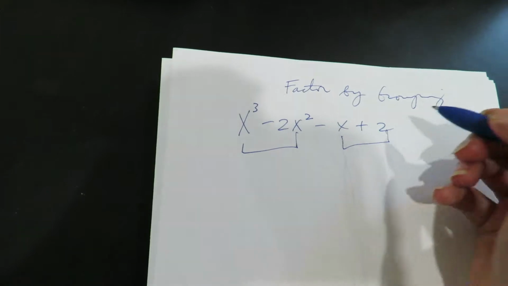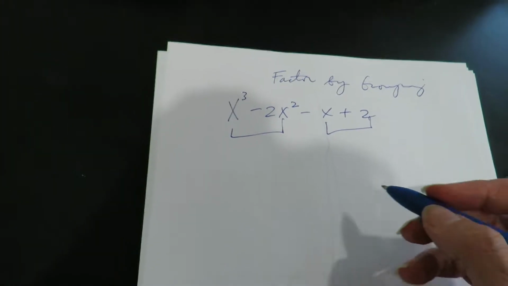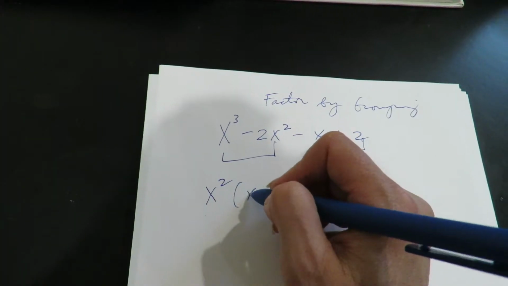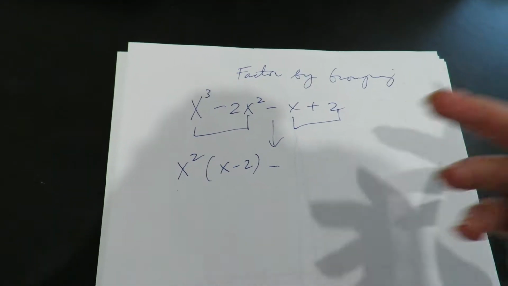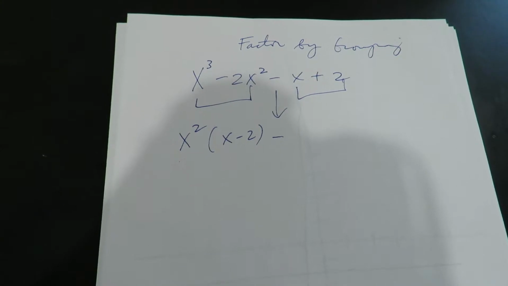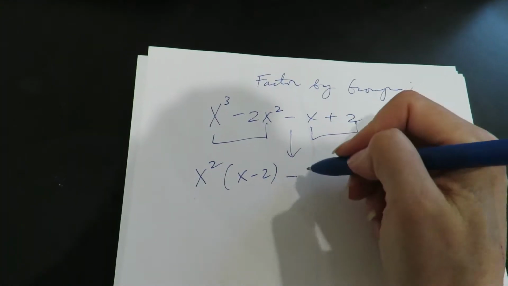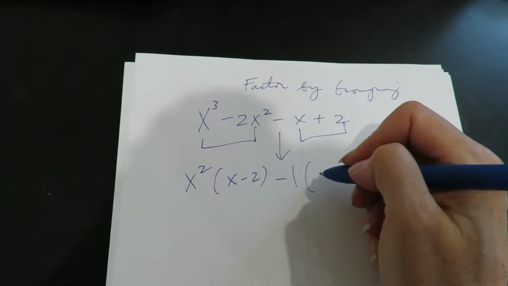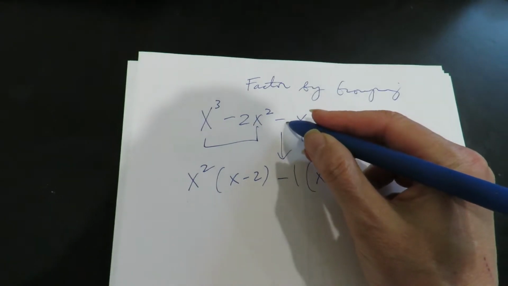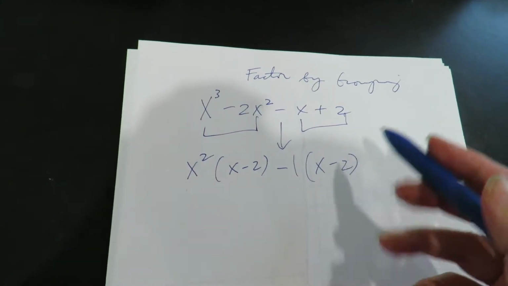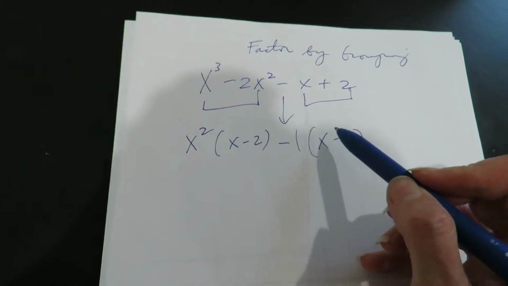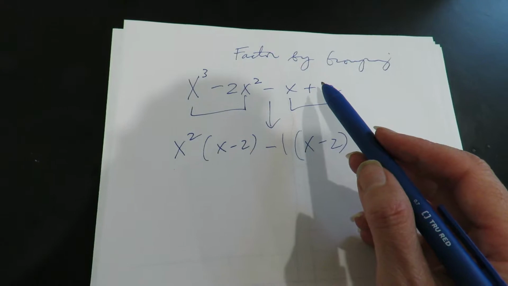So how you do grouping is you put the first 2 together, the last 2 together. I'm going to take out an x squared from the first 2. You always have to carry down the sign of the third term. Now there's nothing in common here, so I'm just going to say a 1. Now I'm factoring out a negative, which means it has to come out from both terms, so it looks like this. Because I have the parentheses, if I distribute the negative back in, I get that.